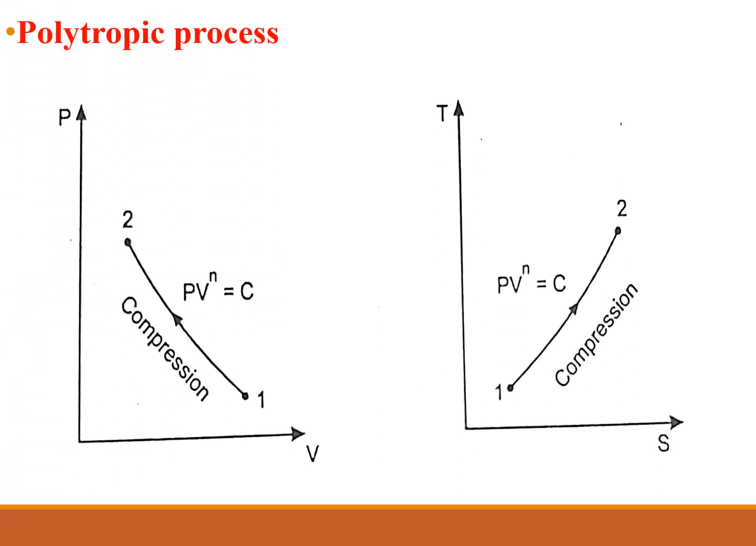Polytropic process. The polytropic process is also known as the general law for the expansion and compression of gases and is given by the relation PV raised to n is equal to constant, where n is polytropic index, which may have any value from 0 to infinity depending upon the manner in which the expansion or compression has taken place.